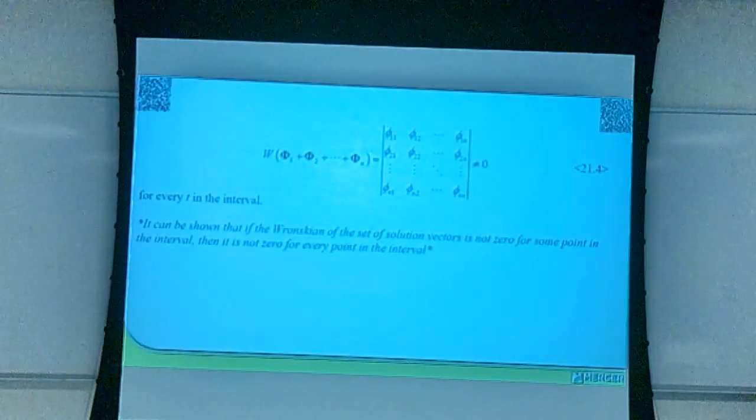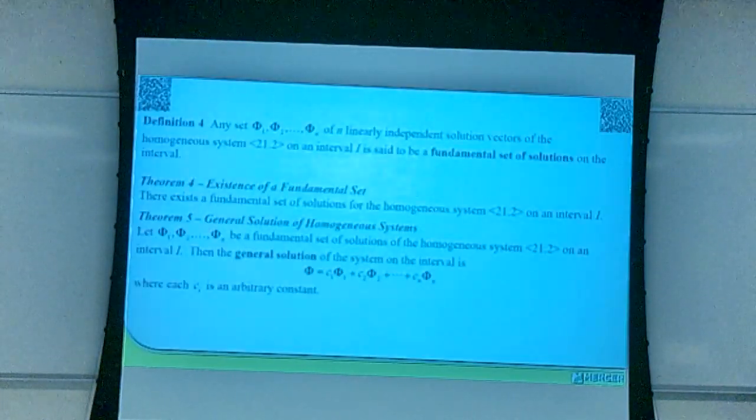Just as before, all you have to do is show that the Wronskian is non-zero at a single point. It will then be guaranteed to be non-zero everywhere. If it is zero, then they're dependent. If they're linearly independent, it's called a fundamental set of solutions, just as before. And the solution of a homogeneous system is just the linear combination of your linearly independent solutions.